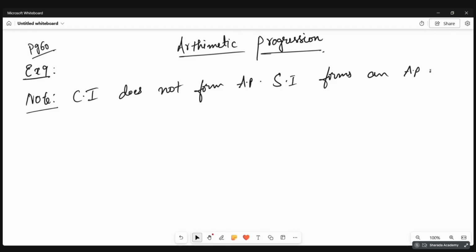So he will put the money of 1,000 rupees. 1,000 rupees is invested at 8% simple interest. Calculate the interest at the end of each year. Do these interests form an AP?